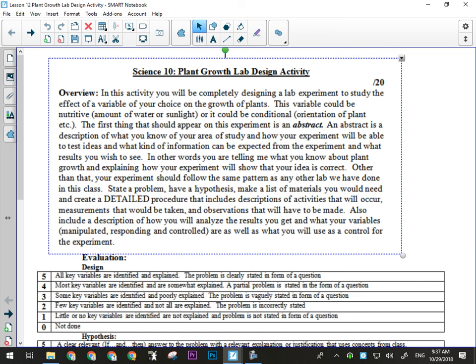Okay? Maybe you're going to count the number of leaves and measure how tall it gets. All of these are measures of plant growth, but when you tell me plant growth is the responding variable, you need to indicate that it's going to be measured in this way.